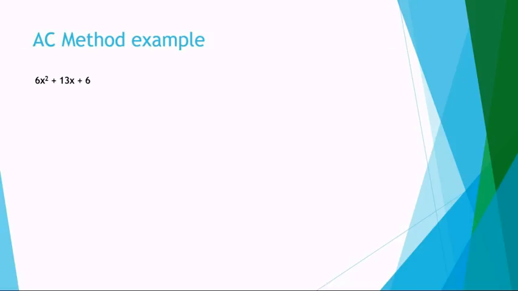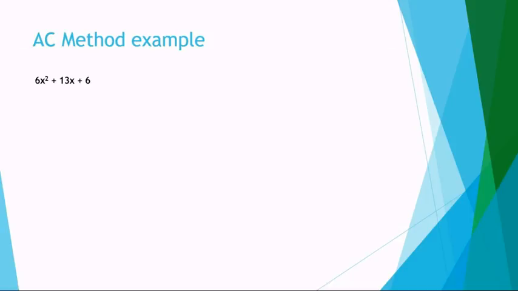So here I'll use the AC method. So I have my polynomial. It's already in descending order. Here I have a degree of 2, I have a degree of 1, and I have a degree of 0. So as you can see, my leading coefficient isn't 1, it's 6. And if I look at all my coefficients, 6, 13, 6, I don't have a greatest common factor. I can't factor anything out that would make this 1. So I'll have to use the AC method.